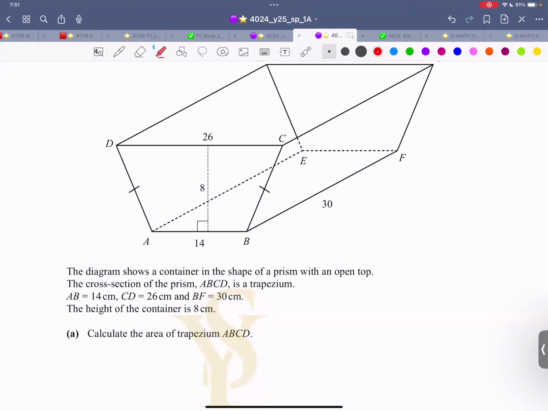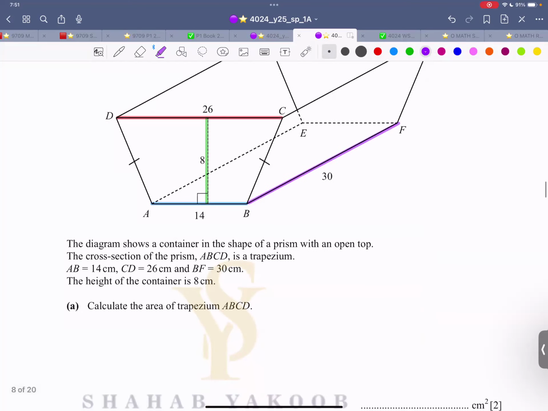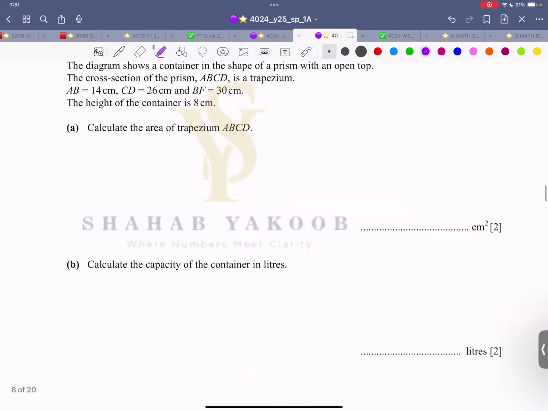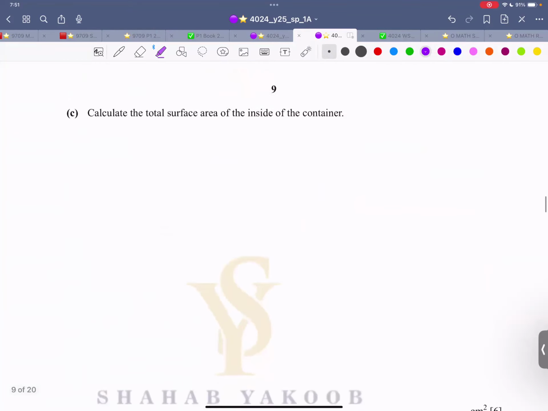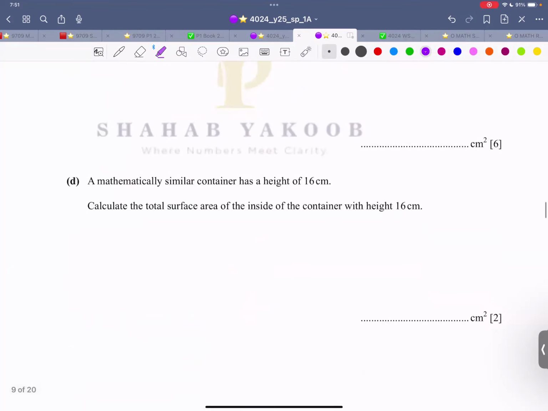Okay. So now this is the cross section. That is one side. That's the other side. These two sides are parallel. This one is the perpendicular. And then this one is the length of the 3D shape. Calculate the area, calculate the capacity in liters, calculate the total surface area, and then similarity.